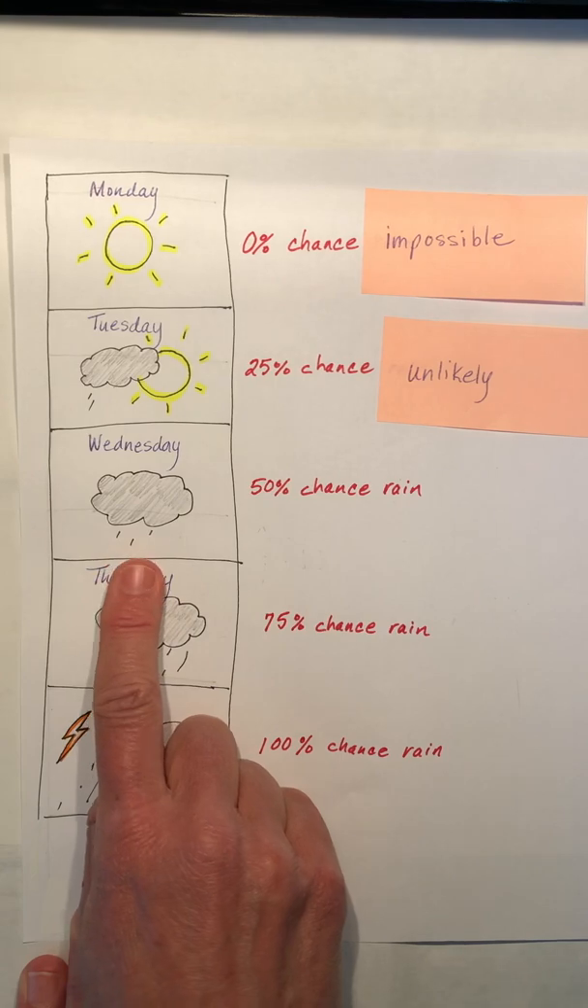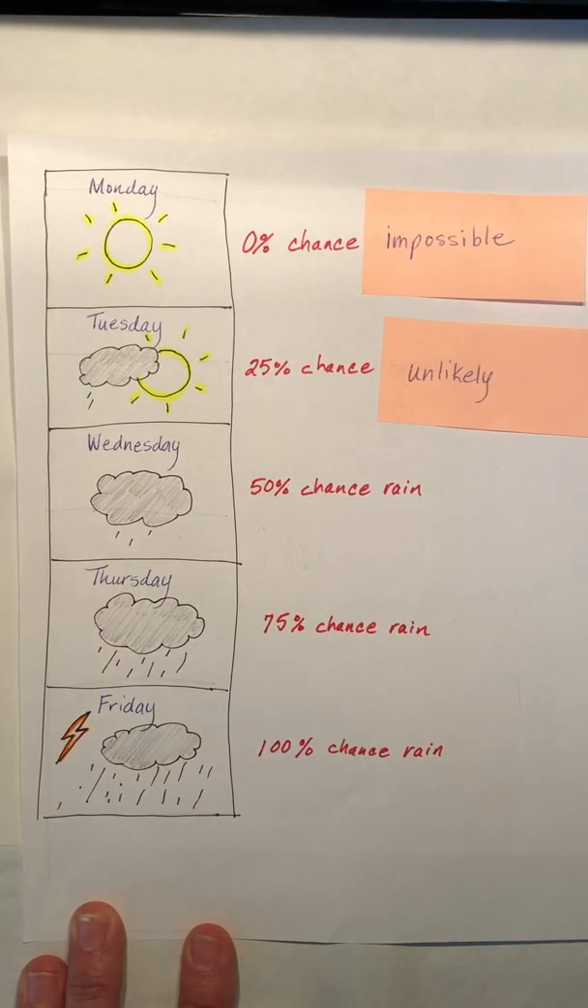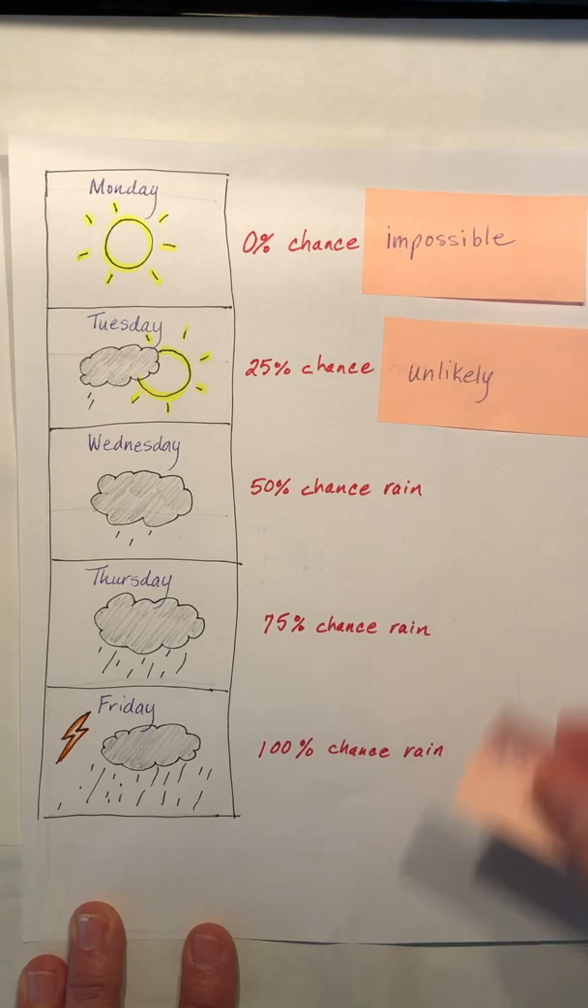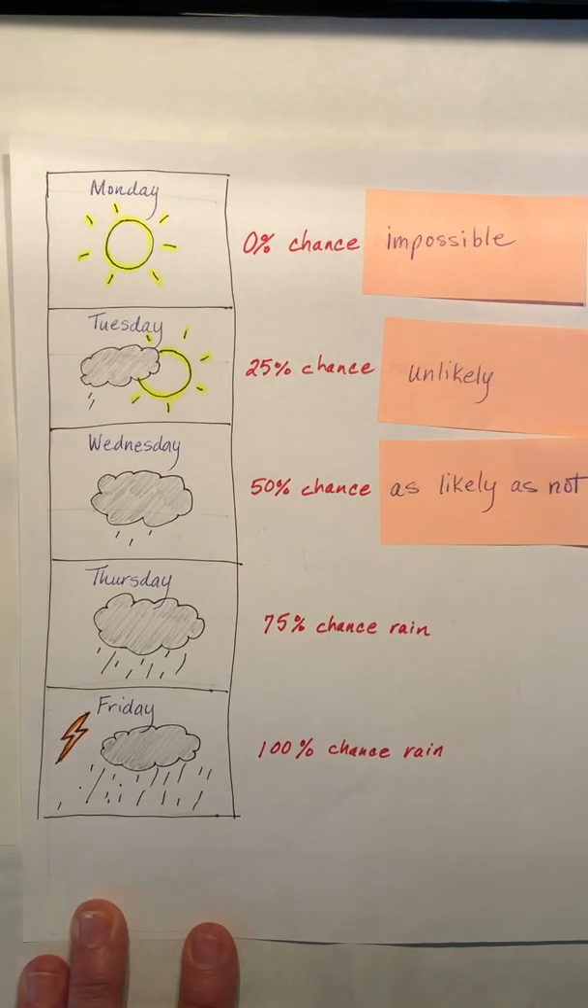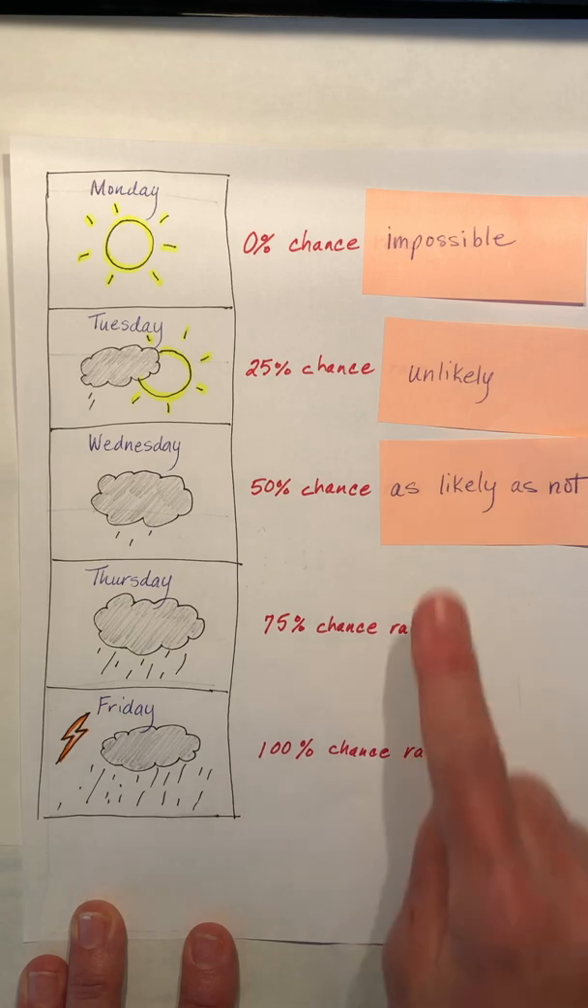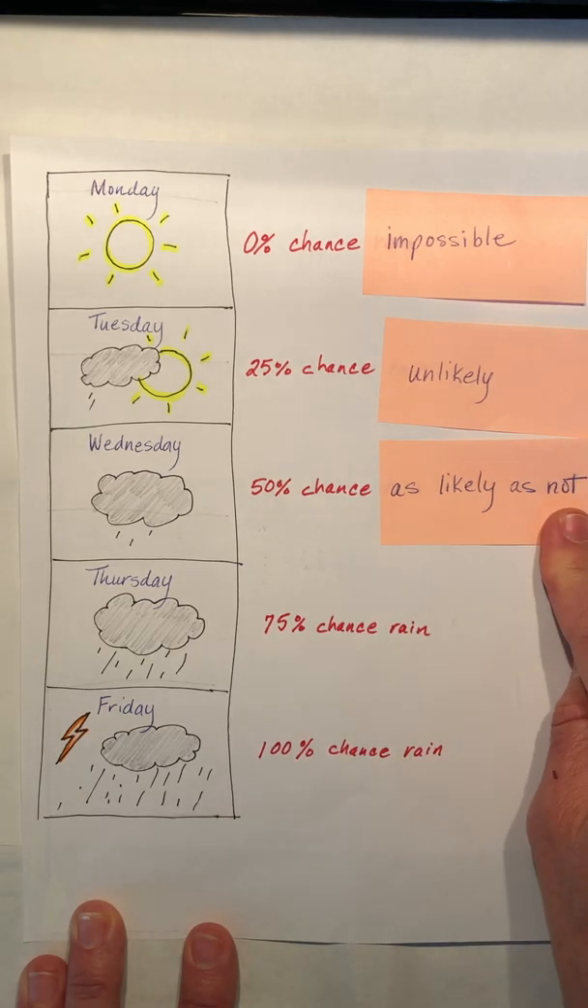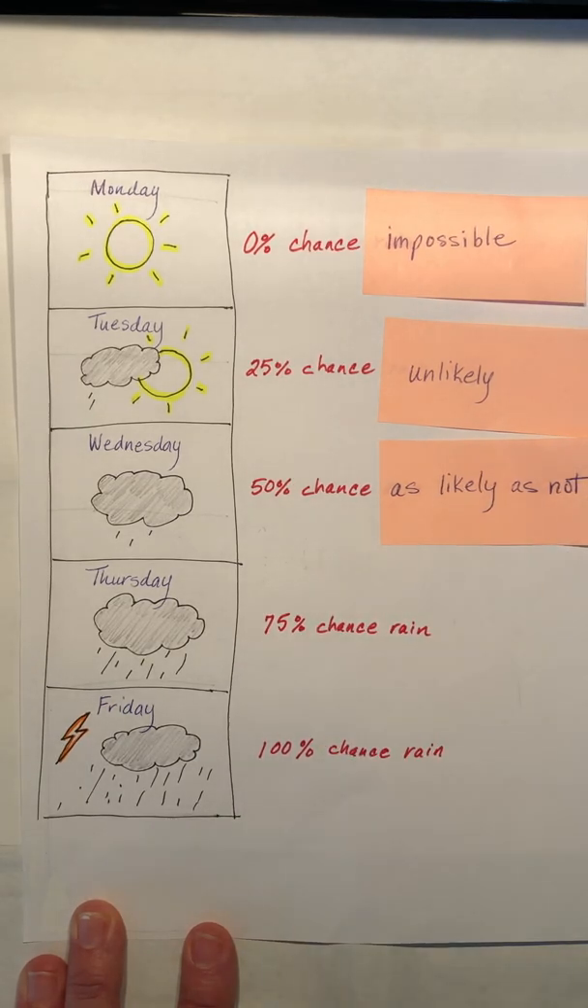So here we are on Wednesday, a 50% chance. We use the expression, will that happen? Oh, well, it's 50-50. And that's what this means, that there's half of a chance that it will and half of a chance that it won't. And we call a 50% chance, the terminology is as likely as not. And that means it is as likely to happen as it is to not happen. There's equal chances.